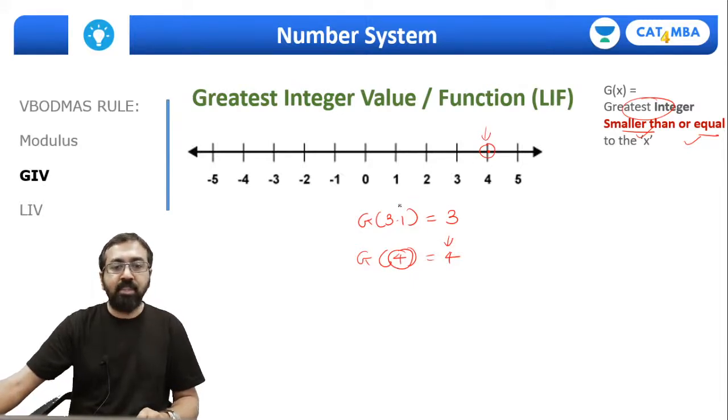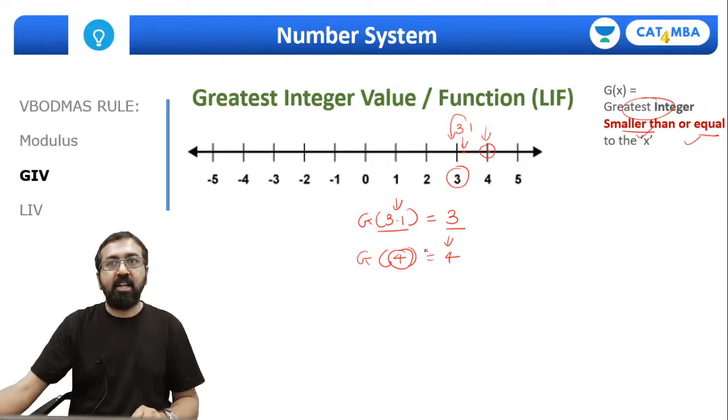But if it's not an integer, then you will have to check the first integer on the number line to the left. So 3.1 is over here. The first integer towards the left of 3.1 is 3. So the greatest integer value of 3.1 is 3, right?